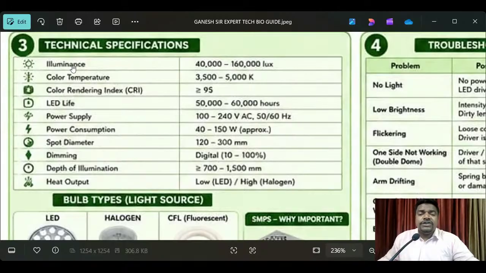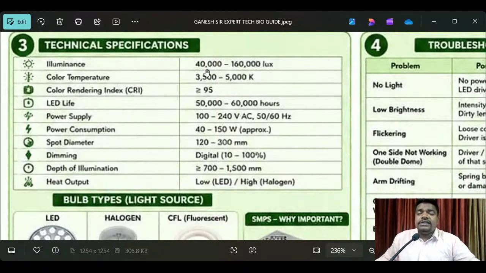First of all, I took the parameters, and I'm going to explain them. See here: illumination. For light purposes, illumination is a very important part, because we use the OT light basically for illumination.